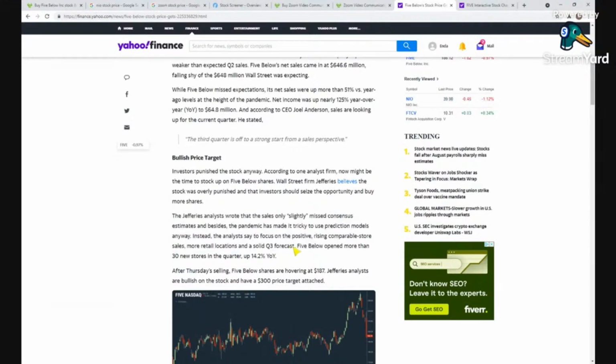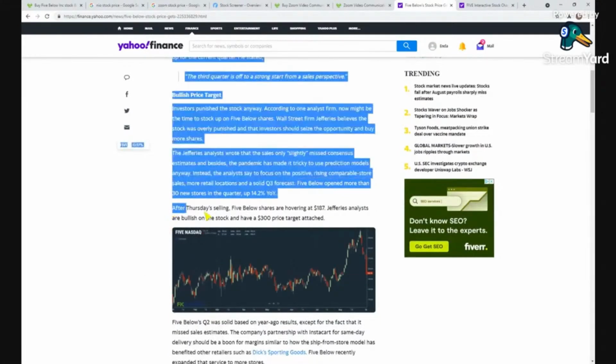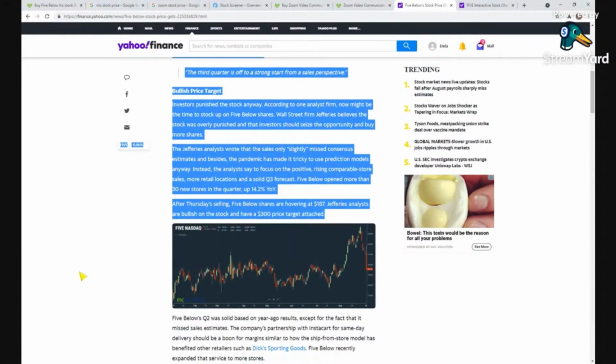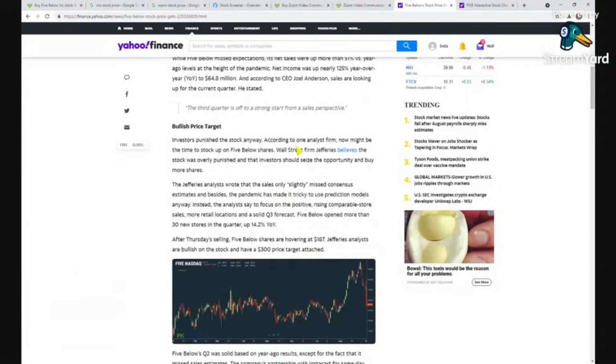This is what you want to look for. Five Below opened more than 30 new stores in this quarter, up 14.2% year on year. So after stocks are selling, Five Below is hovering around 187. Jefferies analysts are bullish on the stock and have a price target of $300. So Wall Street, Jefferies believed the stock was overly punished. This is the kind of short-term news that you want.